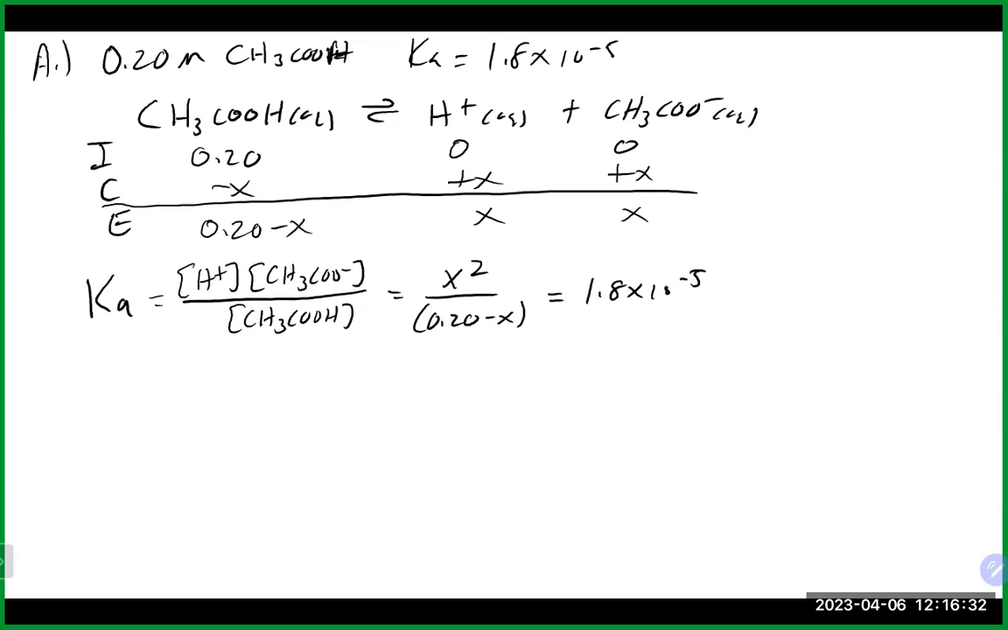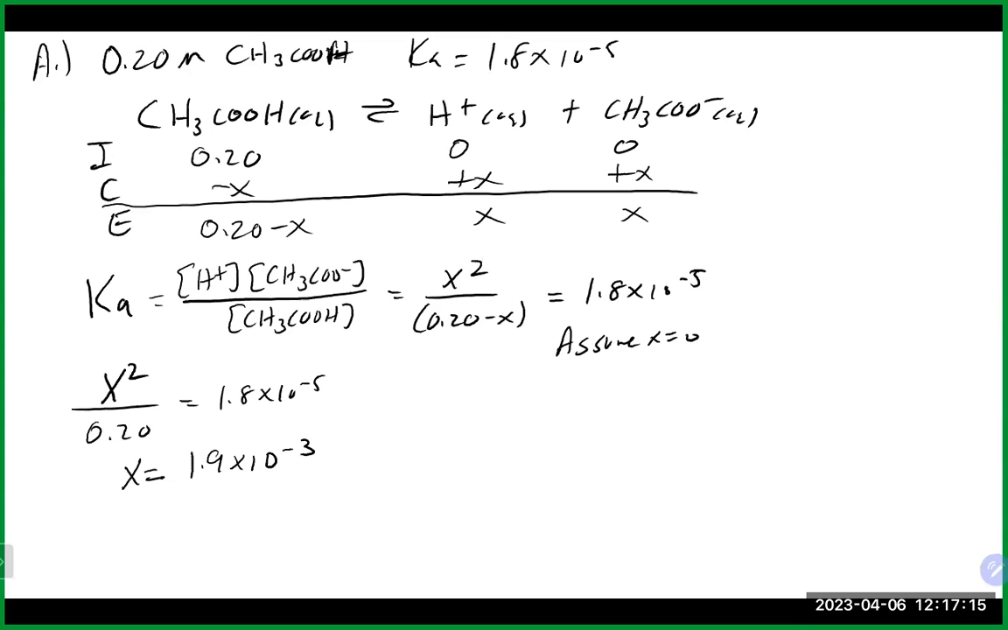minus 5. We're going to do our assumption here. We've had a good run of it, so why not? Let's assume X is equal to 0. That is going to get us X squared divided by 0.2 equals 1.8 times 10 to the minus 5. Once again, we're going to multiply the 0.2 to the other side and also take the square root of it. After we do that, 1.8 times 10 to the minus 5 times 0.2 and square rooting it is going to give us an X value here of 1.9 times 10 to the minus 3.